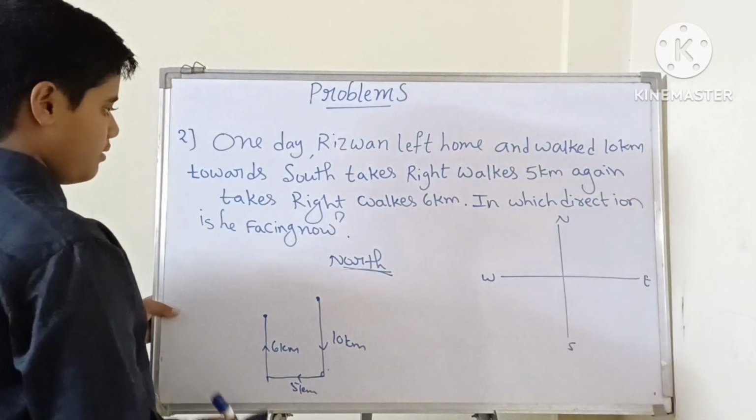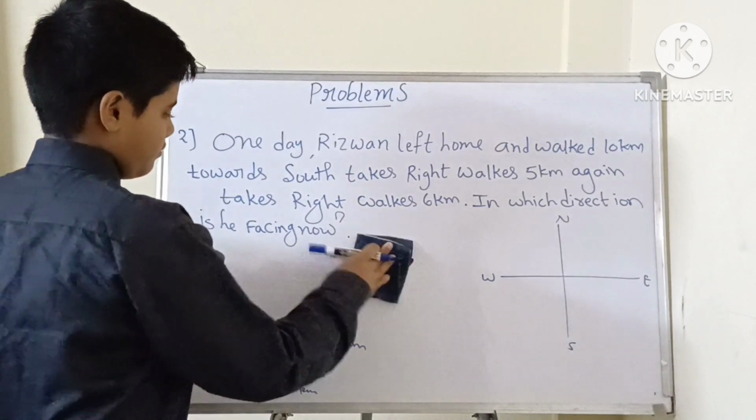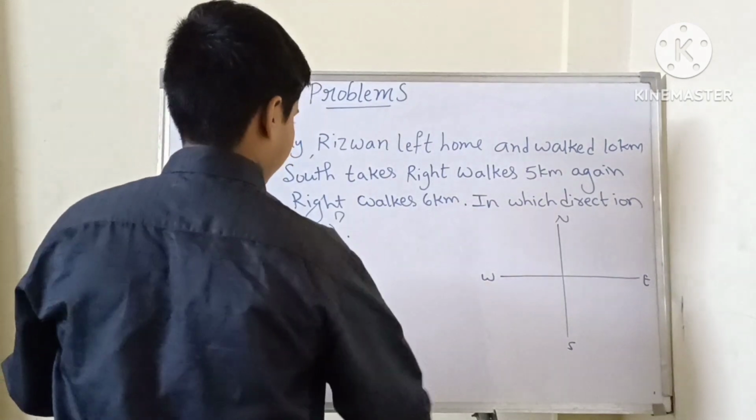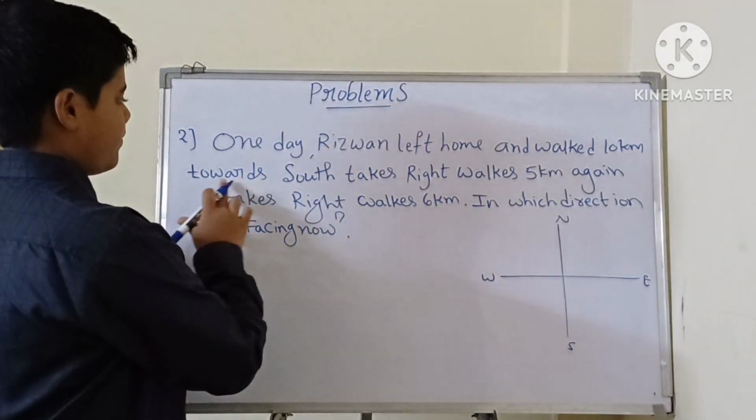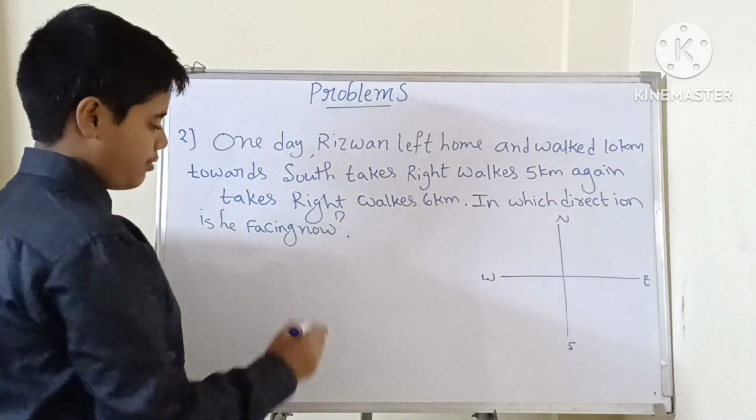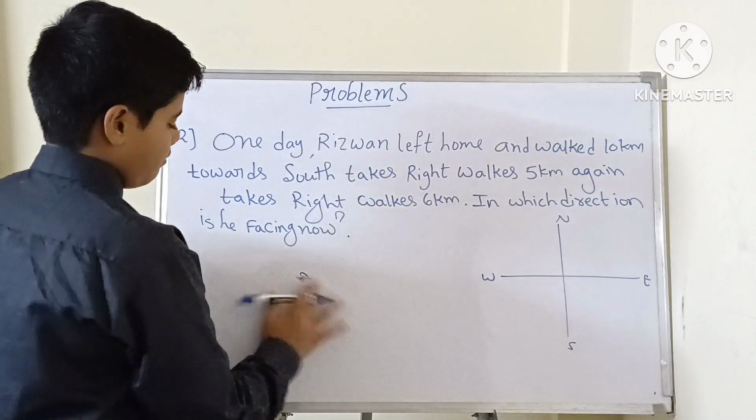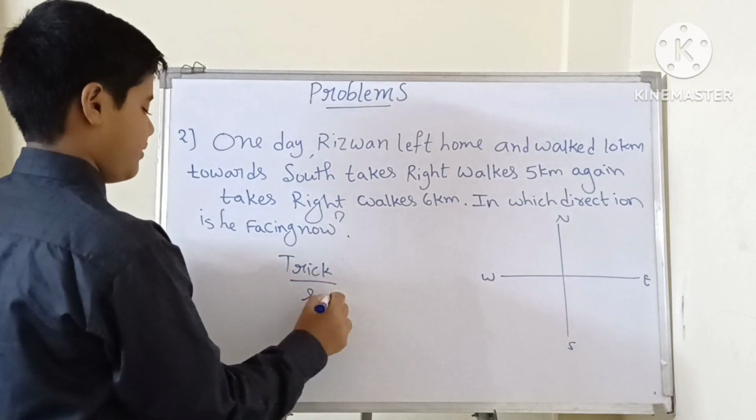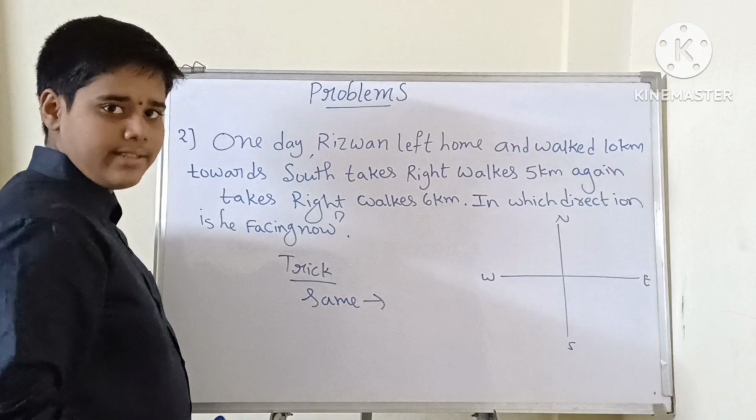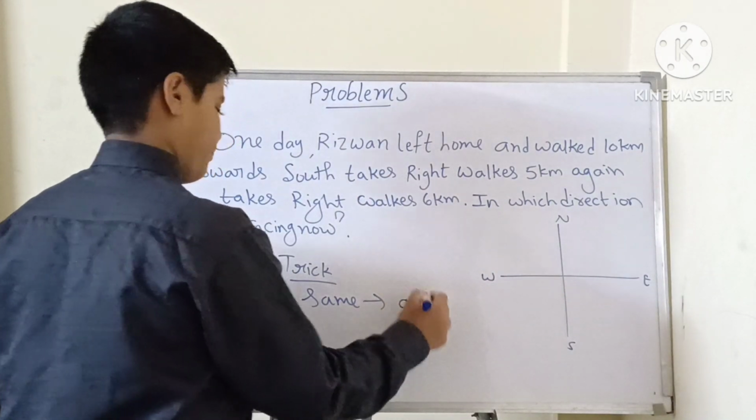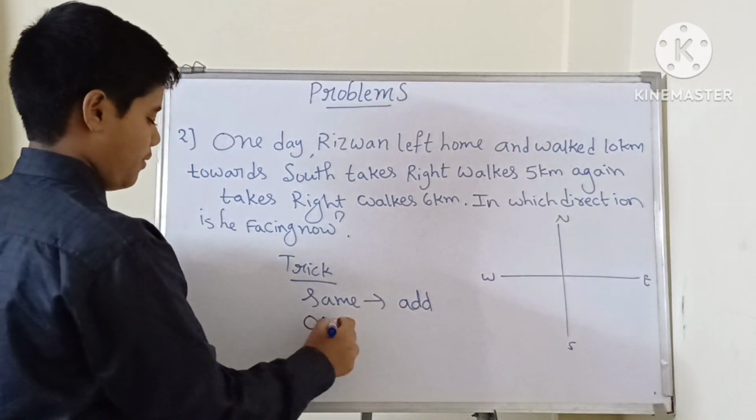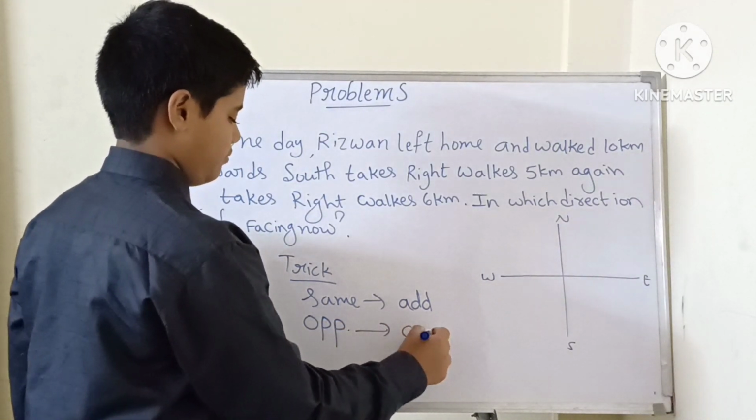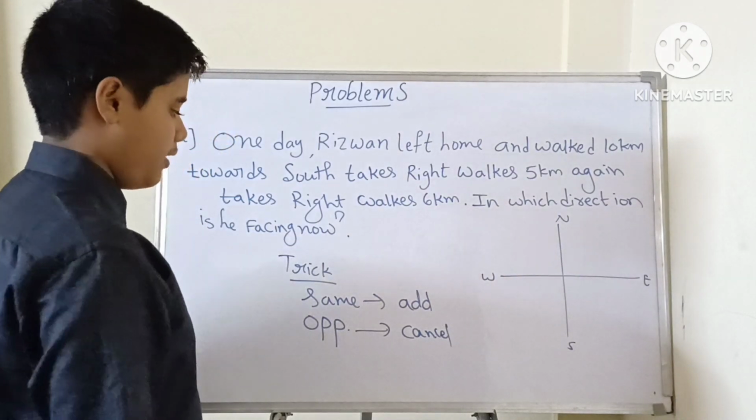Okay, so like this we can do it, or there is another method, a trick. Before going to the trick, I will explain some points. See here, when you come across the same, you have to add, and when you come across opposite, you have to cancel. Okay, so first note down this trick.